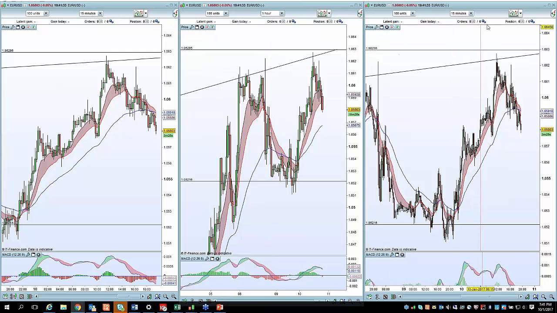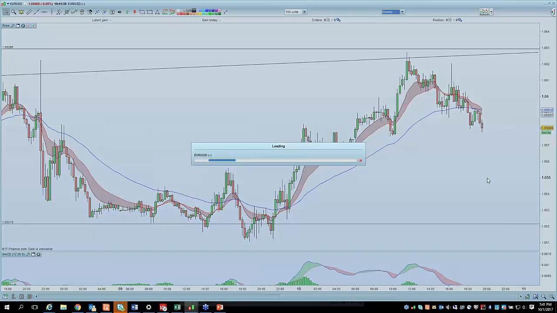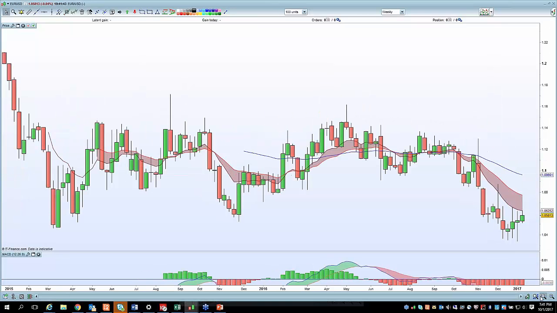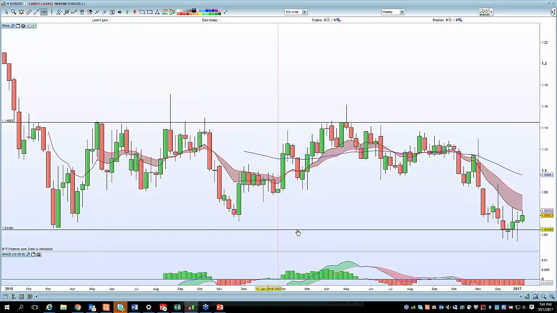Okay, so let's have a look at Forex now. Let's go to the most liquid pair, euro dollar. Let's take a quick glance at the long-term charts. So this is a weekly chart, the euro dollar. You can see that it has been consolidating for such a long time around here.